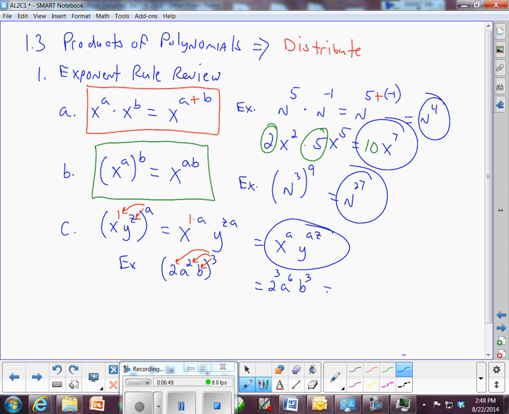Just a reminder here, remember we don't leave numbers to an exponent. We need to simplify that. 2 cubed is 8, right? 2 times 2 is 4 times 2 is 8. And you still have the a to the 6th, b cubed. So 8, a to the 6th, b cubed.